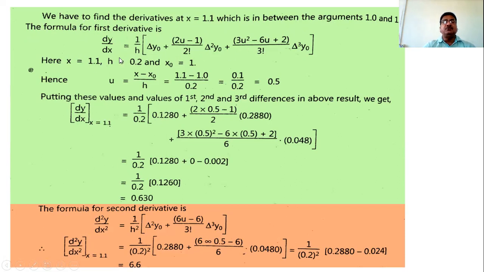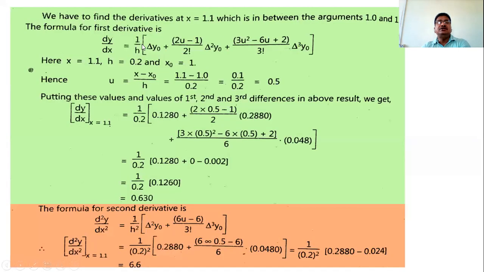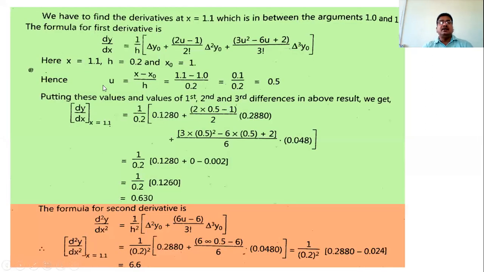So we have to find the value at 1.1. So x is 1.1, h is 0.2. What is the common difference? 1.0, 1.2, 1.4. The common difference is 0.2. So the distance between these two arguments is 0.2. So h is 0.2, and x naught, that is the first value of x, is 1.0, and then u is what? x minus x naught by h, that is x minus first point divided by common difference, and that is 1.1 minus 1.0 divided by 0.2, that is 0.1 divided by 0.2, that is 0.5.